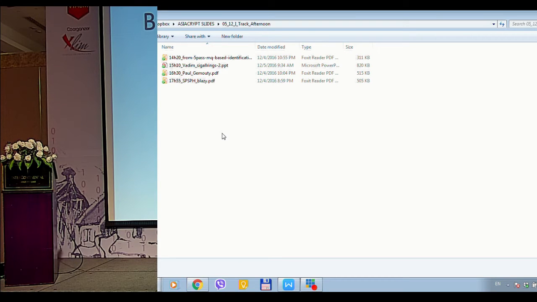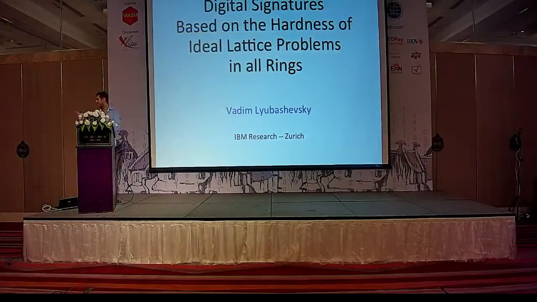Let's start. Okay, so the final talk in this session about slides and laptops is by Vadim Lubashevsky from IBM, and it's on lattice signatures. The laser stopped working.